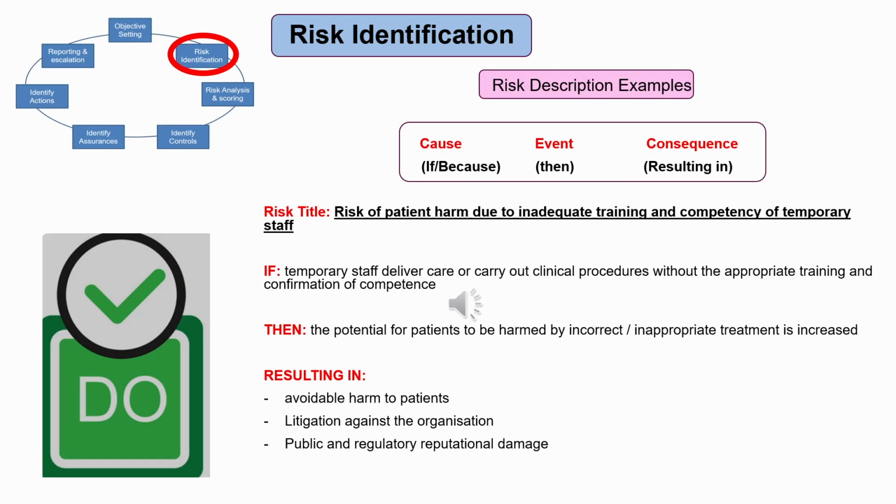And finally, we have this risk of patient harm due to inadequate training and competency of temporary staff. The risk description reads, if temporary staff deliver care or carry out clinical procedures without the appropriate training and confirmation of competence, then the potential for patients to be harmed by incorrect or inappropriate treatment is increased, resulting in avoidable harm to patients, litigation against the organisation, or public and regulatory reputational damage. The examples over the previous slides can be referred to as and when needed by accessing the PowerPoint version of this presentation.